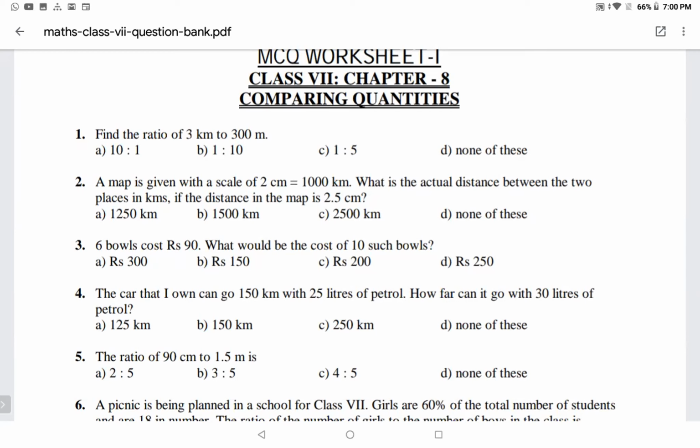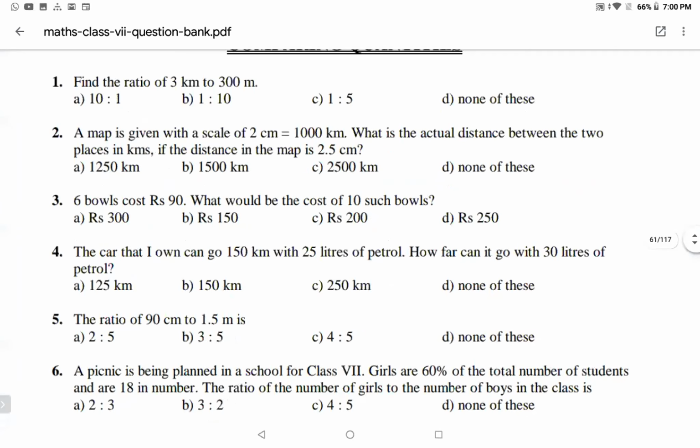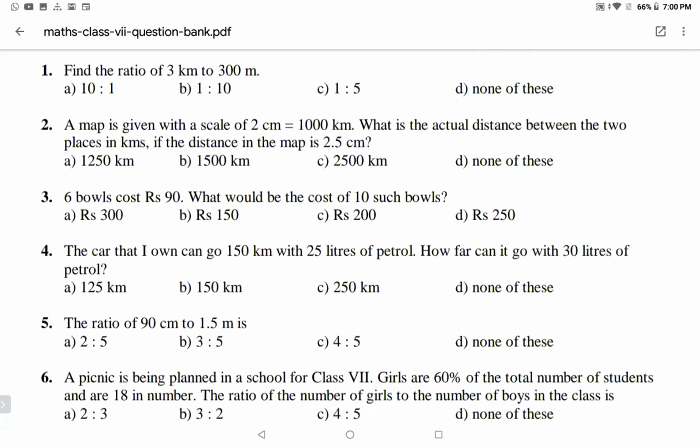Next, 6 bowls cost ₹90. What would be the cost of 10 such bowls? You can use the unitary method, because I didn't teach proportion yet. Use your unitary method. Ma'am, proportion is easy. Proportion is also easy, but I didn't teach it. If we, it's a very simple question. Ma'am, if we know this one rule, we can do it, ma'am. Product of means is equal to product of extremes.